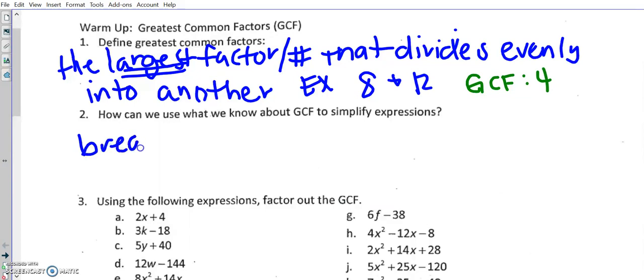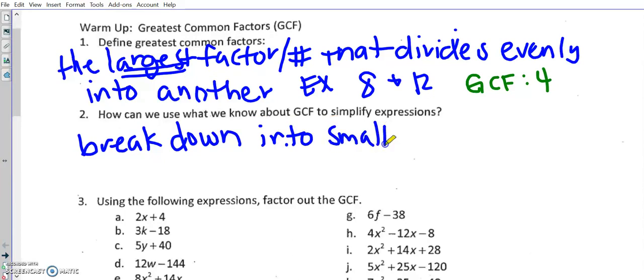Break down an expression into smaller factors. So hopefully we can get to where we can solve, okay?